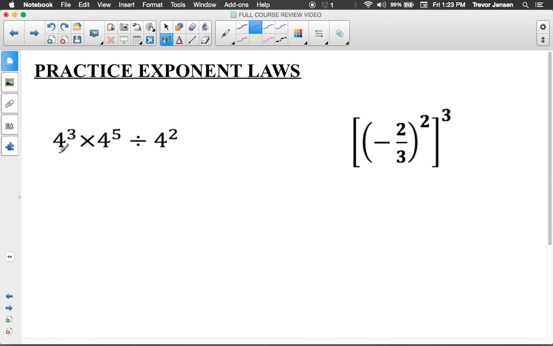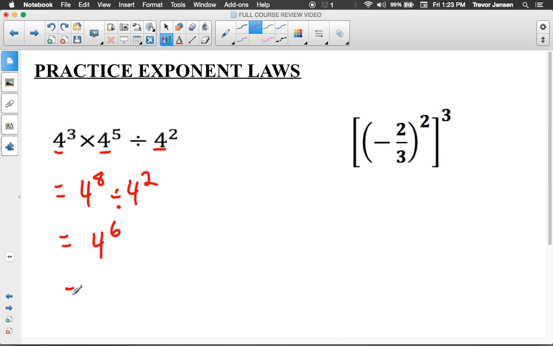Here we have powers that all have the same base, right? They all have a base of 4. The first 2 are being multiplied together, so I can rewrite it as a single power by adding the exponents. 3 plus 5 is 8. Then I have to divide that by 4 squared, so I can rewrite that. Since they have the same base and they're being divided, I keep the base the same and I subtract the exponents. So I end up with 4 to the power of 6.